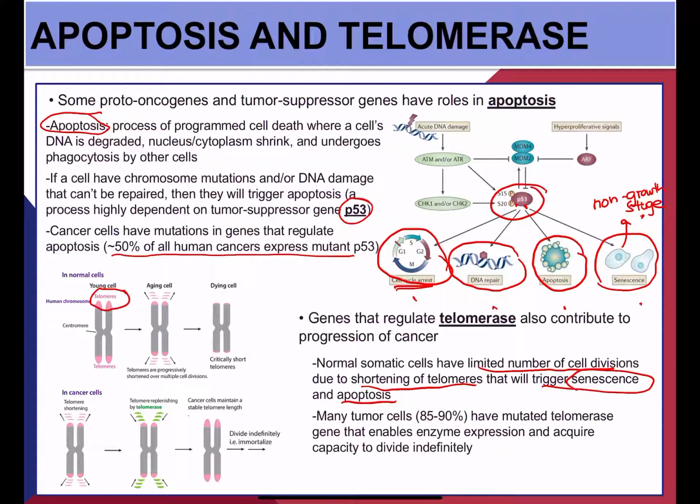Okay, however, many tumor cells, almost 85 to 90% of them, have a mutated version of telomerase and actually reactivate telomerase in their cells, enabling this enzyme's expression, and acquire the capacity to divide indefinitely and however many times they want. What happens is in cancer cells, you still have telomere shortening after every cell division. But you have telomerase that's been reactivated inside these cancer cells, which adds back the length of the telomere and makes sure the telomere never gets to that really short point where it starts triggering senescence and apoptosis. And makes sure it never reaches that point.